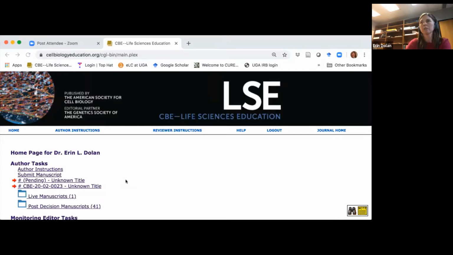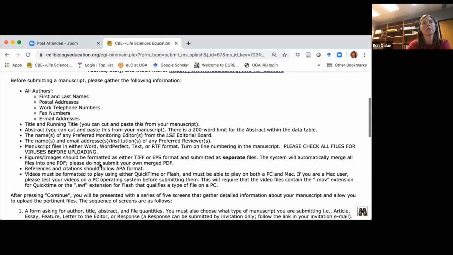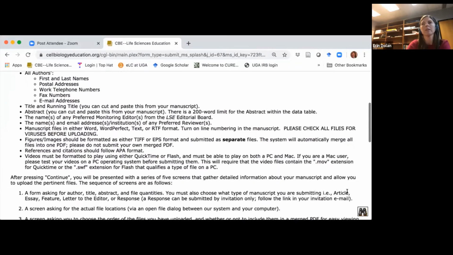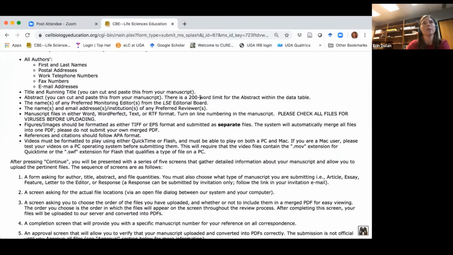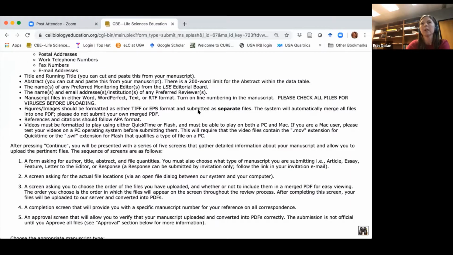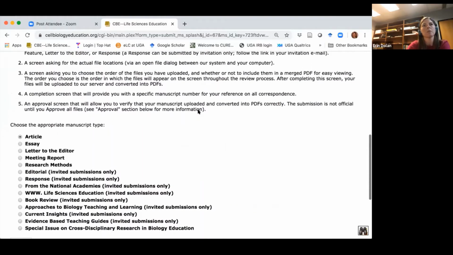So these were the couple of manuscripts that I was fake submitting to myself as practice. So now I'll submit a new one from scratch. So what I'm gonna do is I'm gonna hit on the submit button. And you'll see that this is the information that I need to have ready to put in the submission. So I might spend a little bit of time just reading through this list and making sure that I have, for example, a title. Do I have all the author's names and contact information? Do I have my figures as separate files? All of that. And then I need to choose an appropriate manuscript type. And you can see there's lots of choices to make.